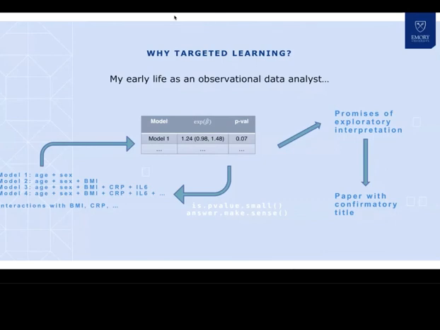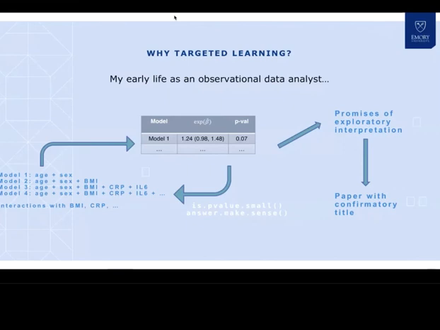All right. But then when the paper comes out, of course, the title is in big bold print, like, this exposure strongly related to outcome, or this variable has strong effect modification with the outcome, right? And then your depressing life as an observational data analyst continues along that track. So that's where I was at when I started thinking about actually how to do research.